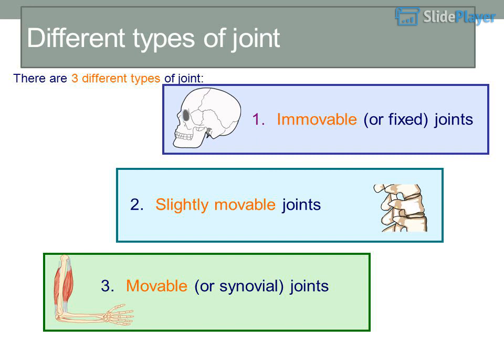2. Slightly movable joints. Reference to skeletal structures could be enhanced by using a skeleton or skeletal models if available. Use this presentation to remind students of the names of a range of bones. Students must be confident in naming the bones of the skeleton and their position in the body. Without this understanding, they will struggle to identify the bones that form joints. 3. Movable, or synovial, joints.